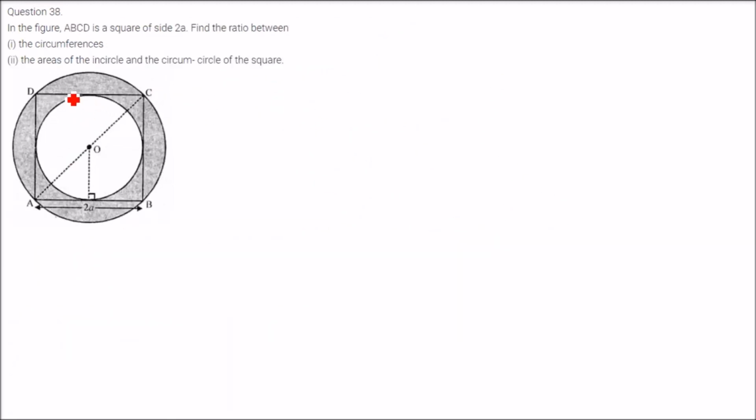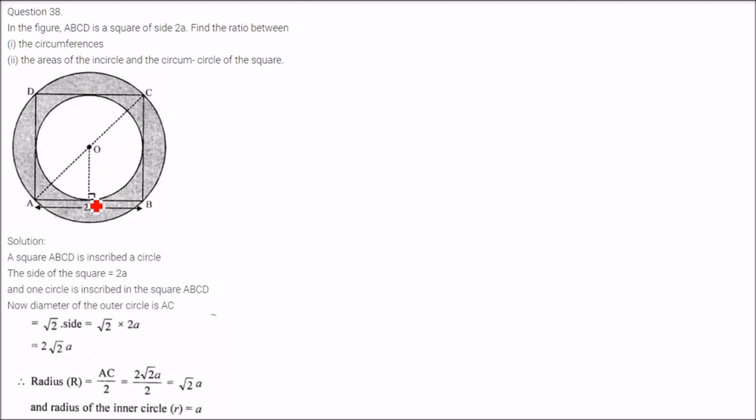Next, in this figure, ABCD is a square of side 2A. Find the ratio between the circumference and area of the inscribed and circumscribed circle. So we have this one and this one. In order to find the area or any other thing, we have to find the radius first.